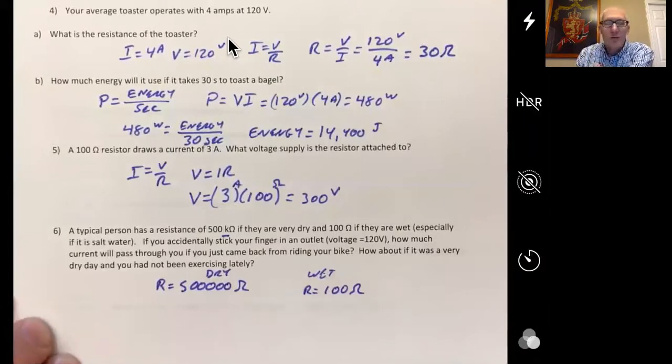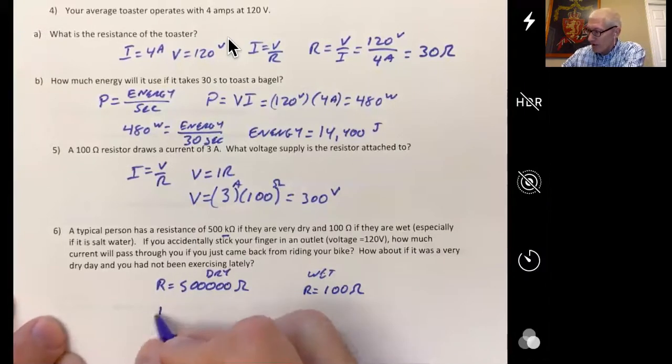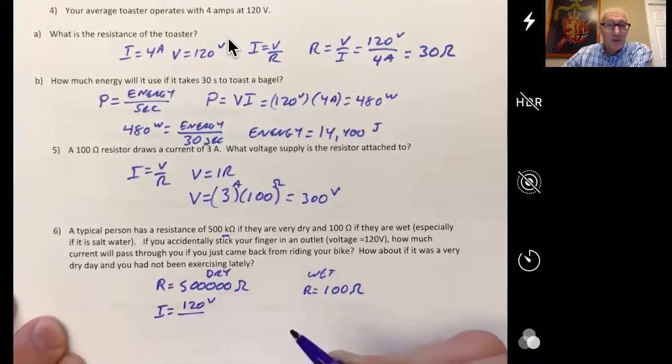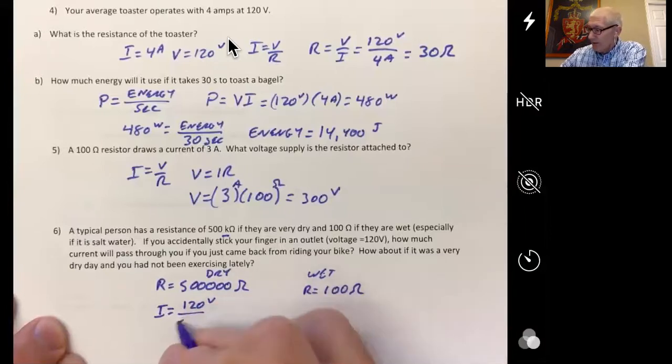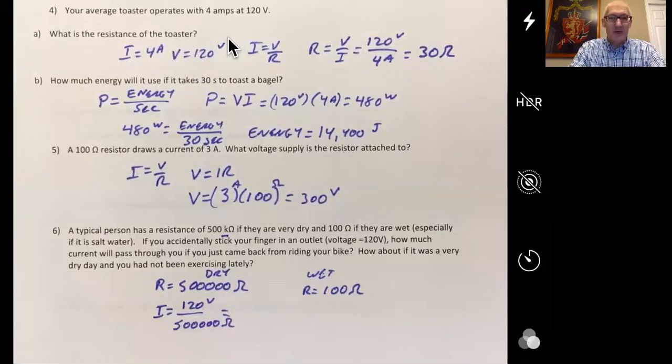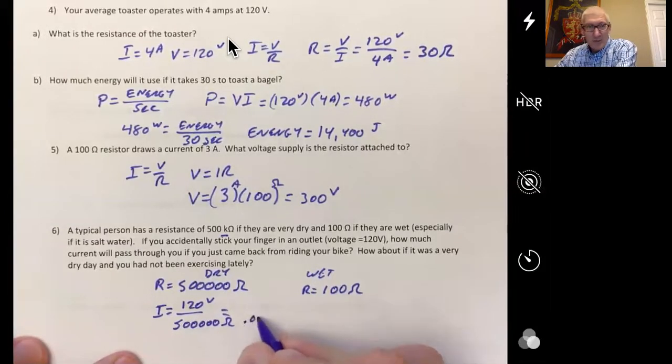So when I stick my finger in a socket, which is a terrible idea, and I want to know how much current goes through me when I'm dry, what comes out of our electrical sockets in the house is 120 volts. If I'm dry and I have a really high resistance, how much current is that going to be? Well, 120 divided by 500,000. That is a minuscule amount of current.